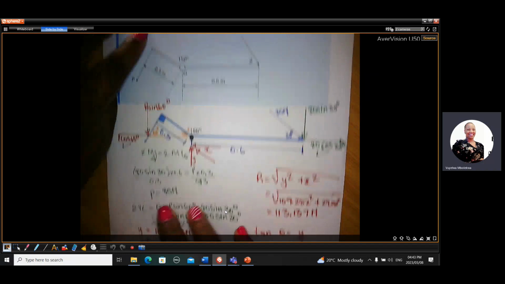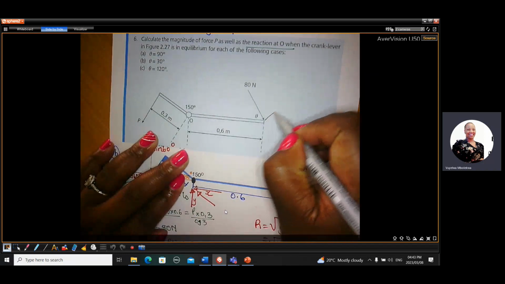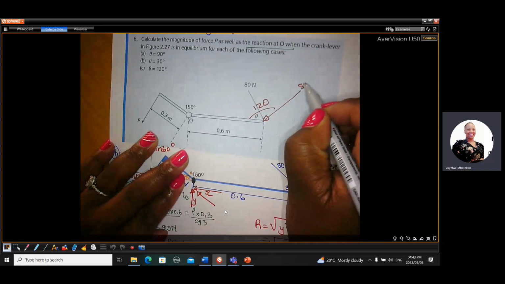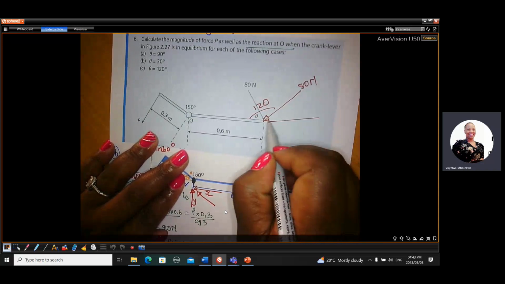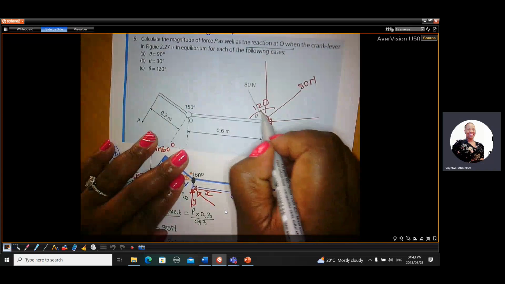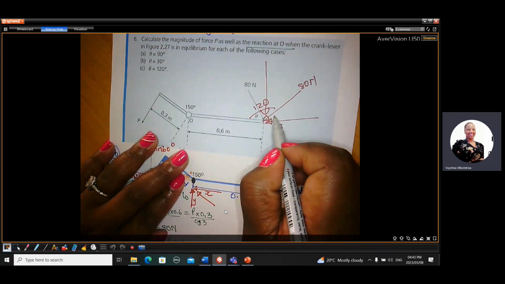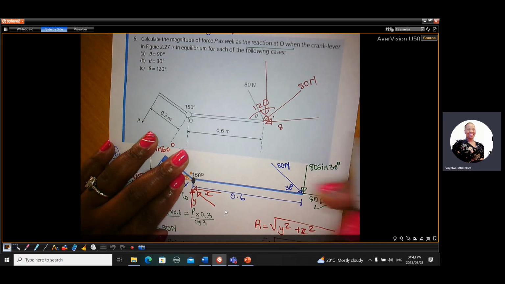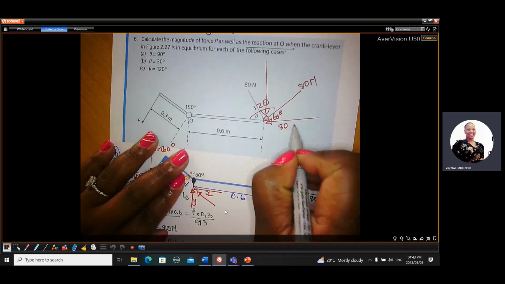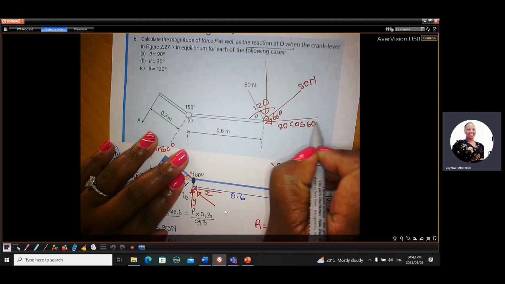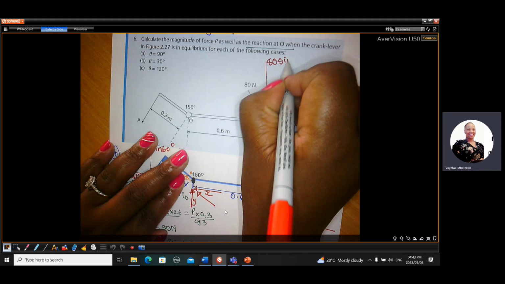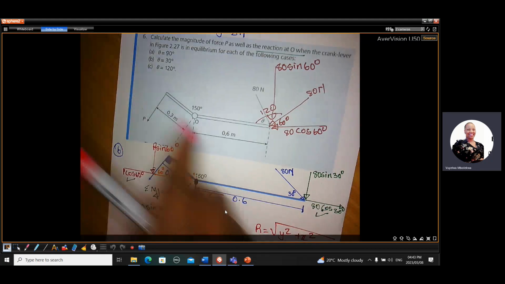And when the angle is 120, you simply sketch your 18, make this angle 120, sketch your 80 newton force there. Then your components will go this way and the other one will go that way. You will now use that angle, which is 180 minus 120, it's 60. So this will be 80 cos 60, and that one will be 80 sine 60. Just work it out and see if you get the answer for C.